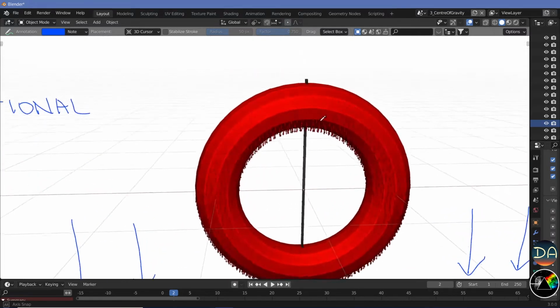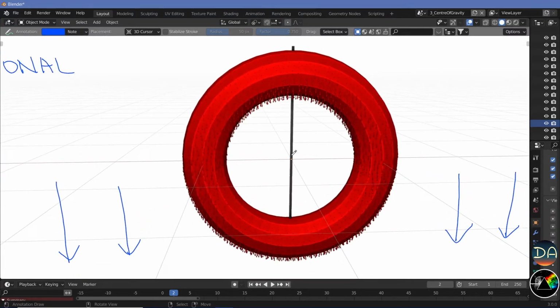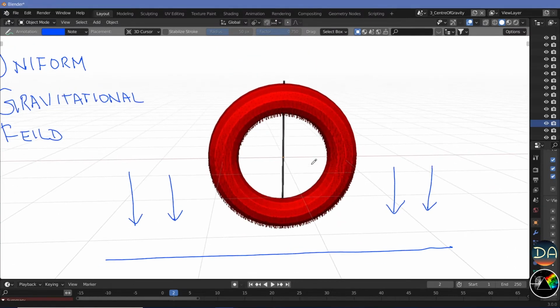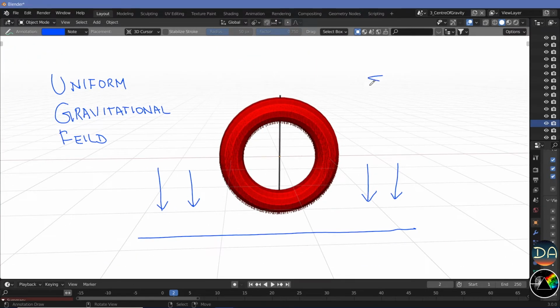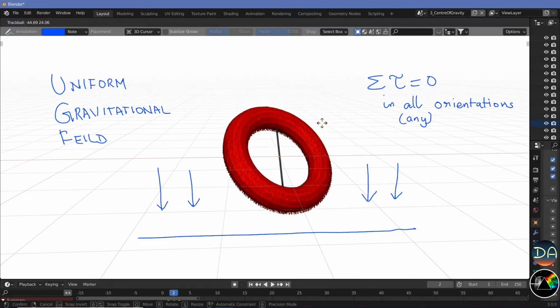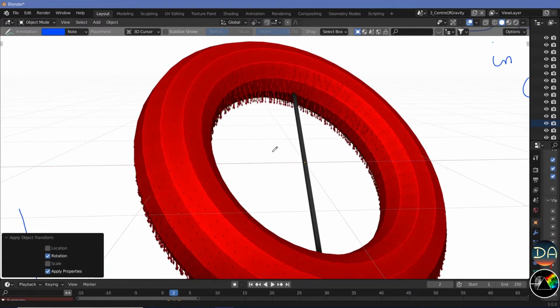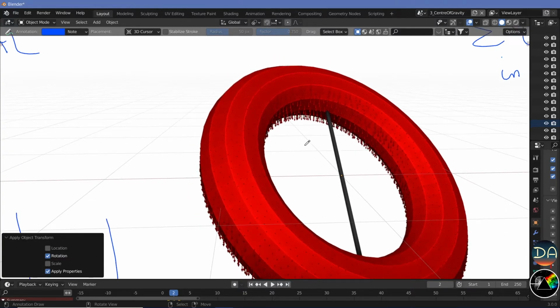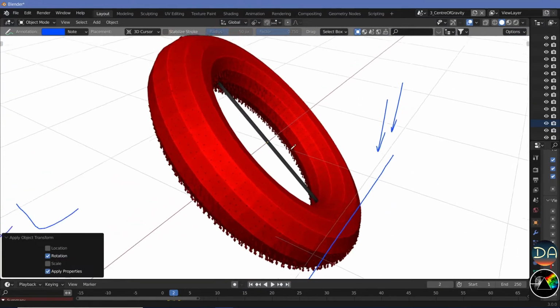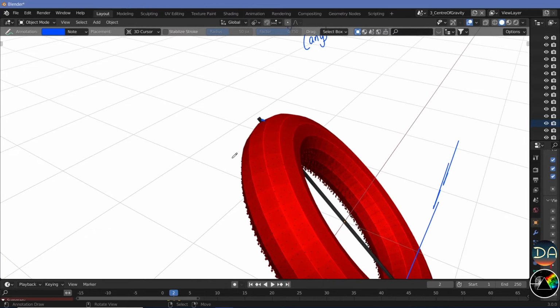And that is why it is very important to also state that the summation of torques has to be equal to zero in all orientations, or any orientation. Let's take a look at why that's the case. If we were to take this object and then rotate it in some arbitrary direction, we can now see that even though all of the arrows are still pointing downwards, if we were to take a point on this rod, the total torque about that point would no longer be zero.